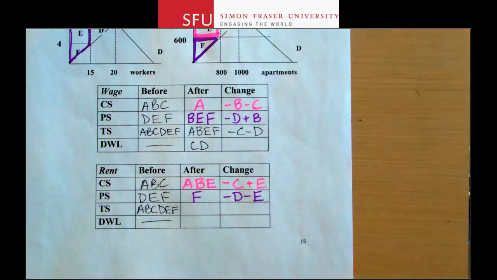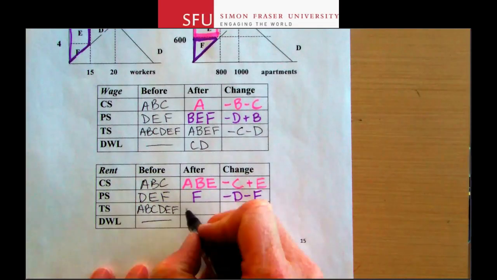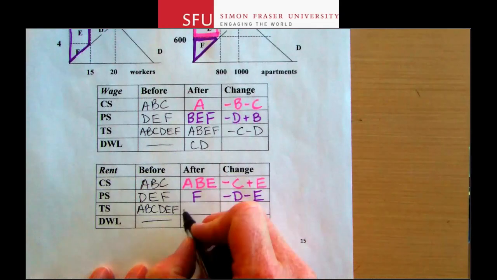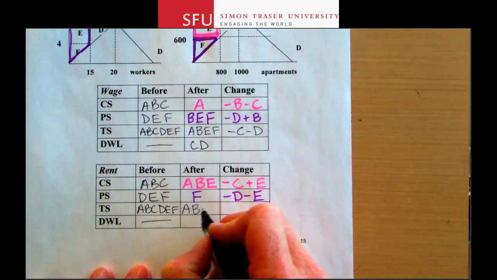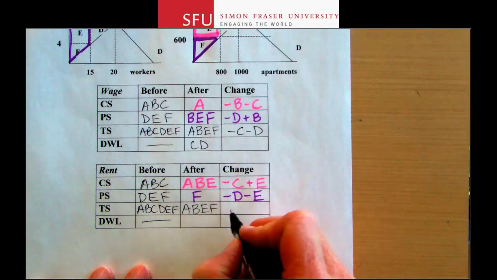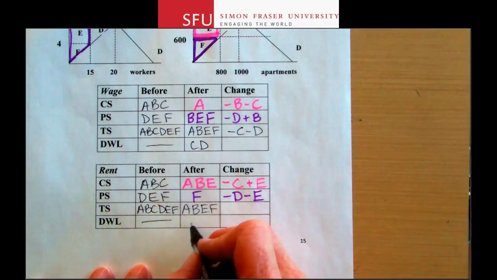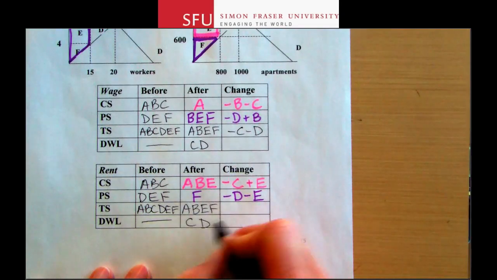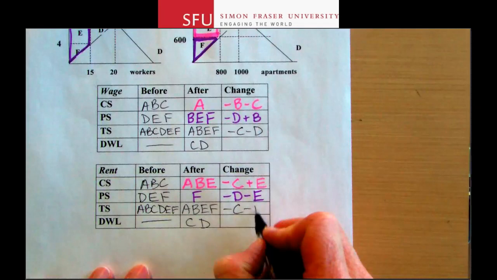Okay, so total surplus, consumer and producer surplus, so A, B, E, F, and deadweight losses, C and D again. So total surplus decreases by the deadweight loss.